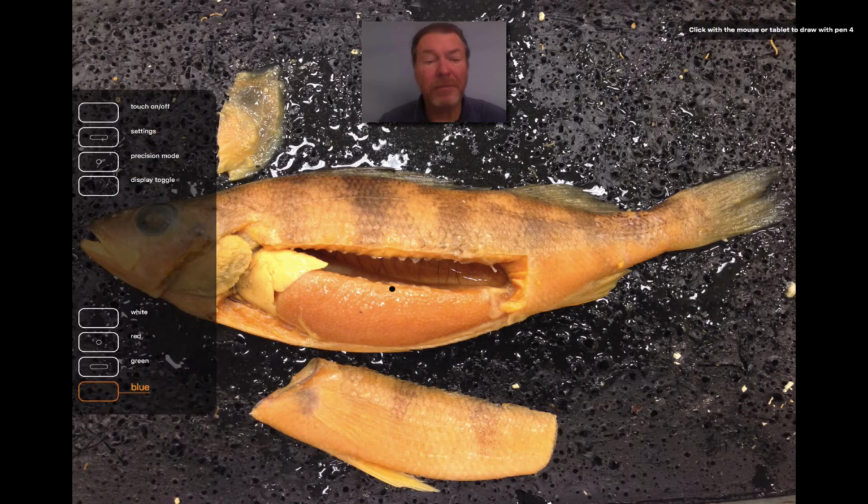Where are the gills? The gills. Point to the gills. The gills are located right there. And where is the heart? You can just see the tip of the heart right here. A little triangle right there.